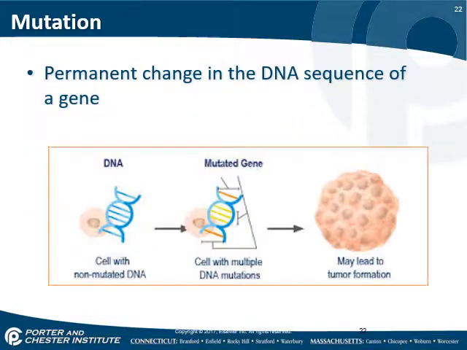Now we talk about mutation, and this is the change in the DNA sequence of a gene, and it is permanent. So you have a piece of DNA here, and it's in its cell, and it's happy as can be and non-mutated. Something happens, so now the cell has mutations, and it's shown by the line here being red, and this is a mutated cell. And these mutated cells can get together and form a tumor.